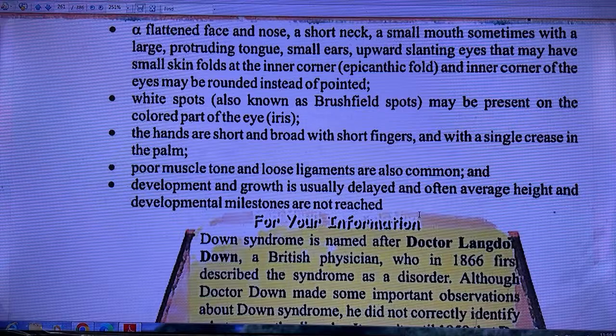The hands are short and broad, with short fingers, and with a single crease in the palm. Poor muscle tone and loose ligaments are also common. Development and growth is usually delayed, and often average height and developmental milestones are not reached.